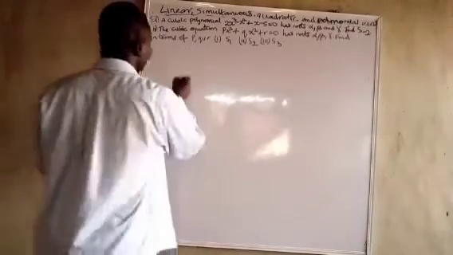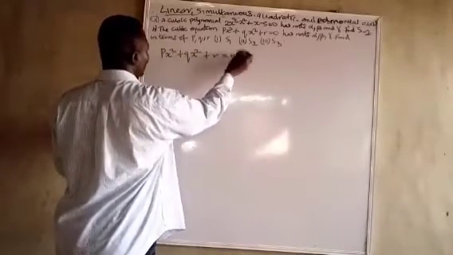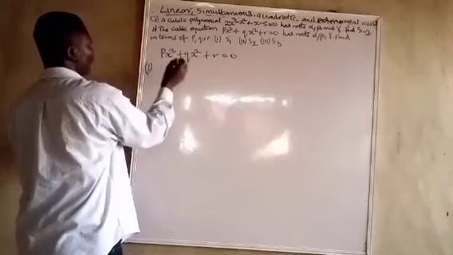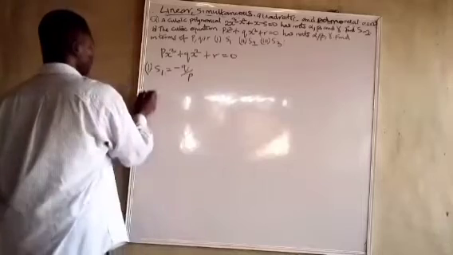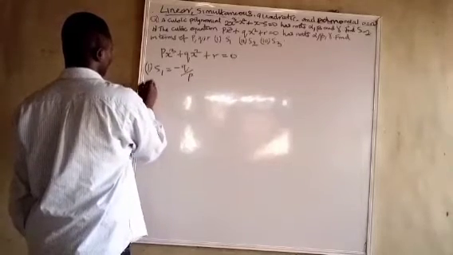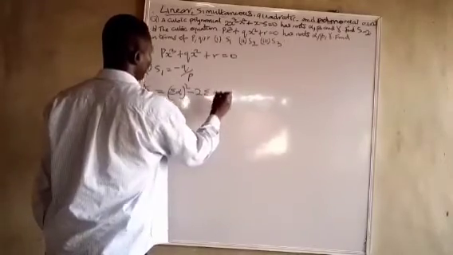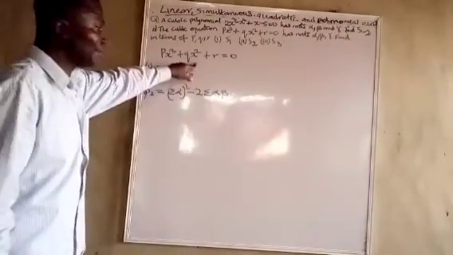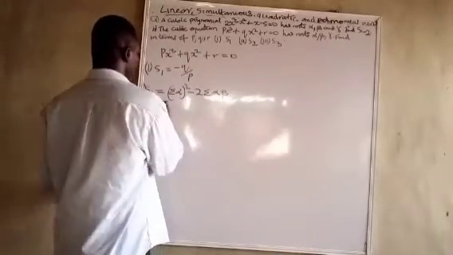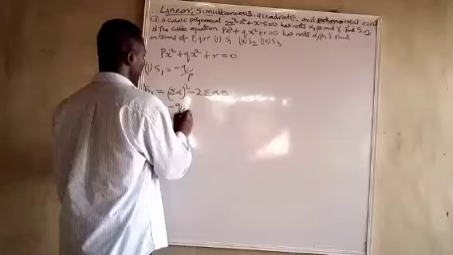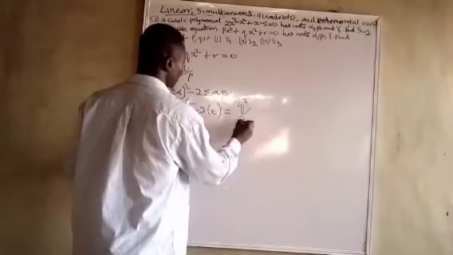So here we have this equation: px cubed plus qx squared plus r equals 0. The first one, s1, is equal to minus q over p. Now s2 is equal to summation alpha all squared minus 2 summation alpha beta. But you can see that the term in x is missing, which means that summation alpha beta is 0. So s2 is equal to minus q over p all squared minus 2 into 0, which is q squared over p squared.